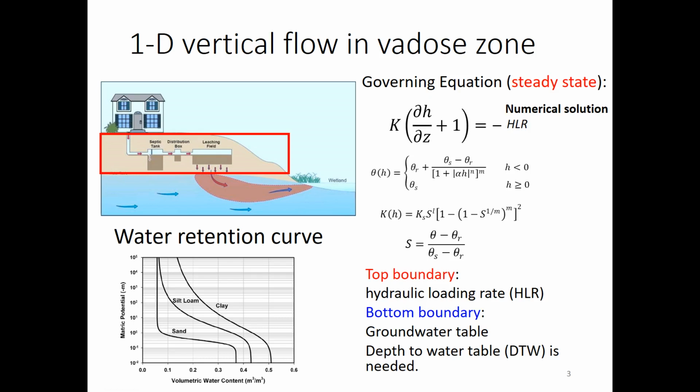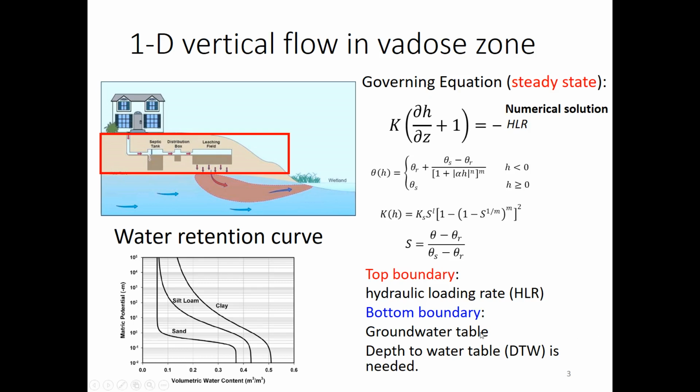in the user manual of VZMOD. This is the Richards equation, so I will not explain the detail of this, but essentially, again, this is 1D vertical flow and steady state. There's no time in this equation. And here H is what we call hydraulic head, and z is the elevation or depth. And this HLR is actually our top boundary condition. We call it hydraulic loading rate. That's how much water is entering from the septic tank to the vadose zone.